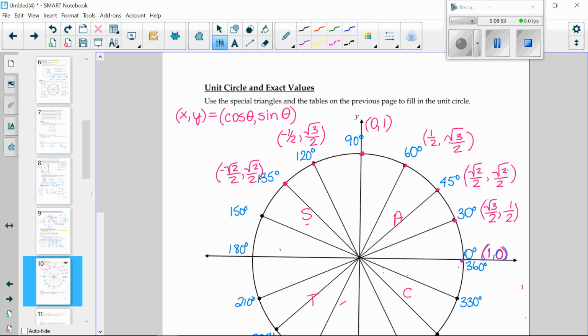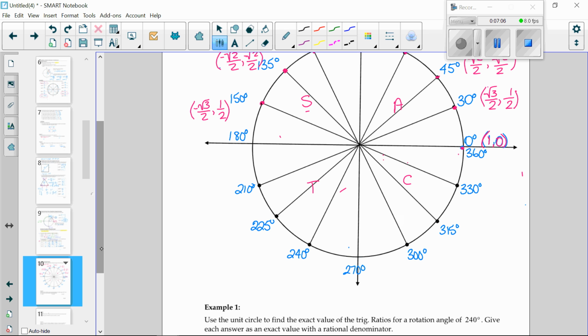150 degrees is a reflection of 30 degrees, so it's negative root 3 over 2 and 1 over 2. Now let's fill in 180. It's a reflection of 0 degrees, so it's going to be negative 1 and 0.